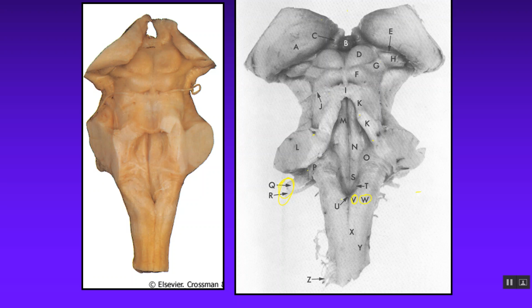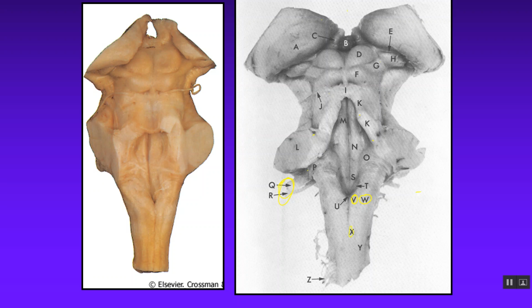Those are actually little bumps. V and W are representing little bumps. V is your gracile tubercle. W is your cuneate tubercle. And right deep to those would be the nucleus gracilis and nucleus cuneatus, just deep to that.